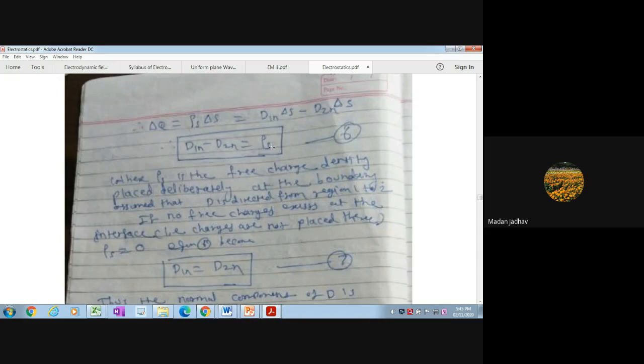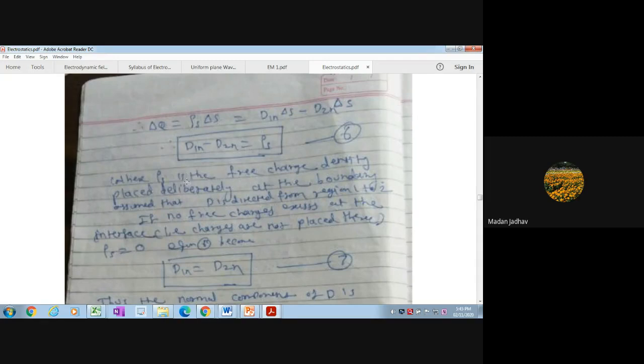Now here rho s is nothing but the surface charge density. Which surface? The surface between medium 1 and medium 2, that is nothing but the interfacing surface. If the interfacing surface has a specific surface charge density, then rho s is not equal to 0. If there are no surface charges, then rho s will be 0.